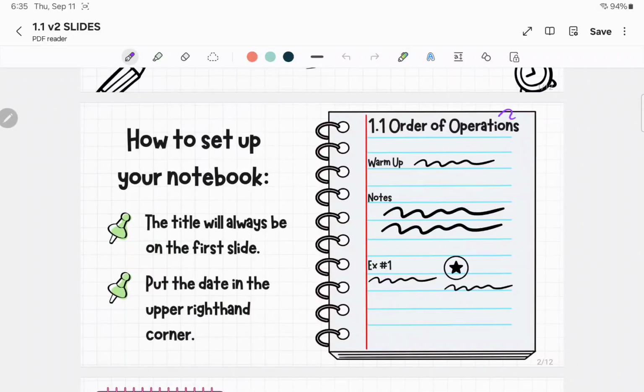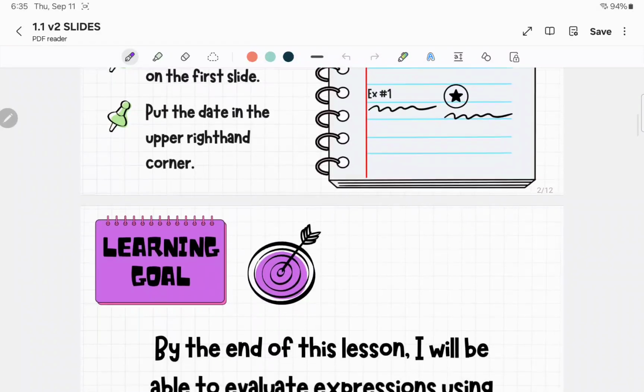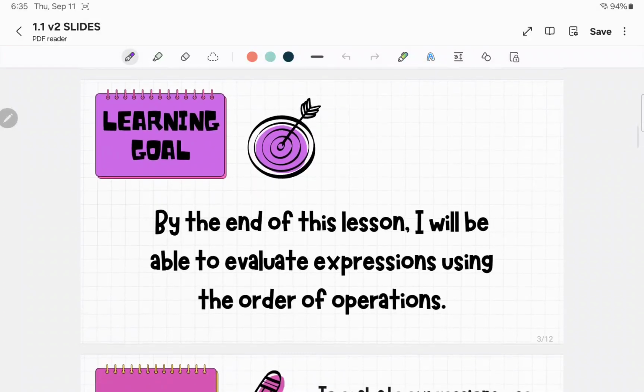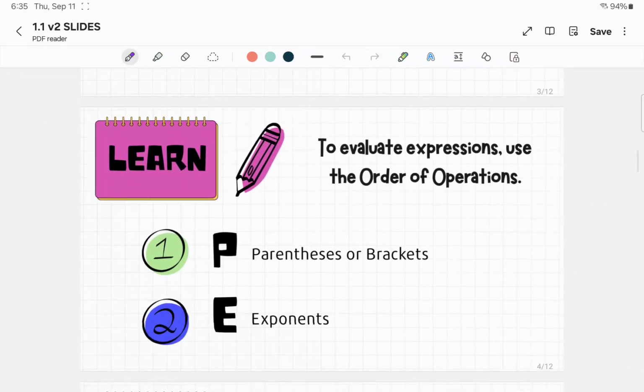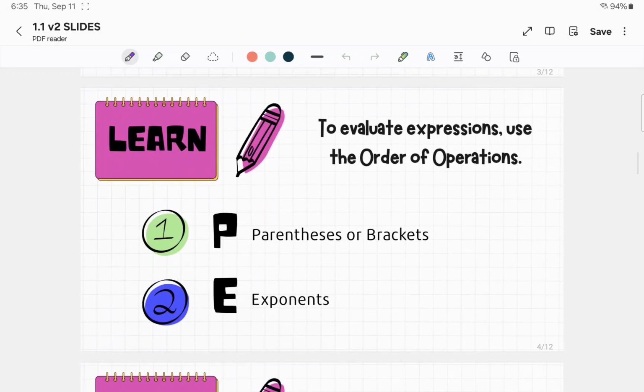With the title at the top, your date should be in the top right hand corner. There is no warm-up, but you are going to have notes and examples to the left, and then the try it right next to it to the right. All right, so let's look at our learning goal for this lesson: by the end of this lesson, I will be able to evaluate expressions using the order of operations. And now we're going to go ahead and take notes. So again, if you need to, please just pause and make sure you write all of this down.